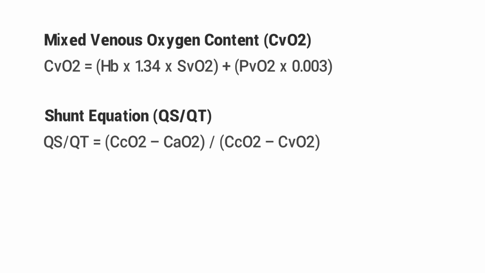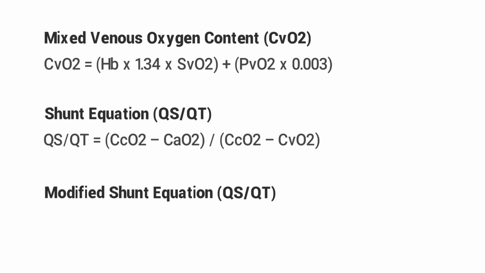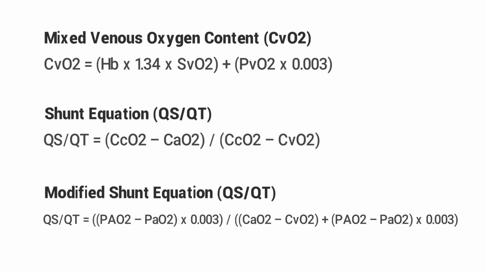And then you have the modified shunt equation. This one is equal to the alveolar partial pressure of oxygen minus the arterial partial pressure of oxygen multiplied by 0.003. Then you divide that by the arterial oxygen content minus the mixed venous oxygen content. Then you add that to the alveolar partial pressure of oxygen minus the arterial partial pressure of oxygen times 0.003. Whew! That one is a mouthful, and that's a big and ugly equation.